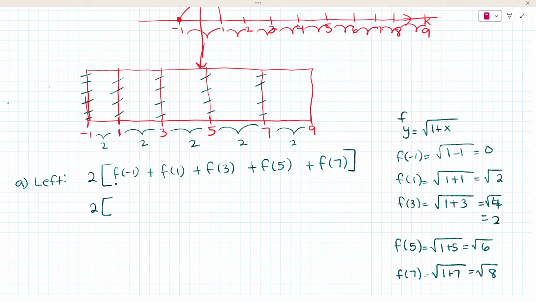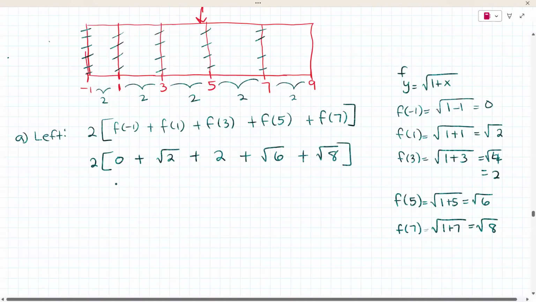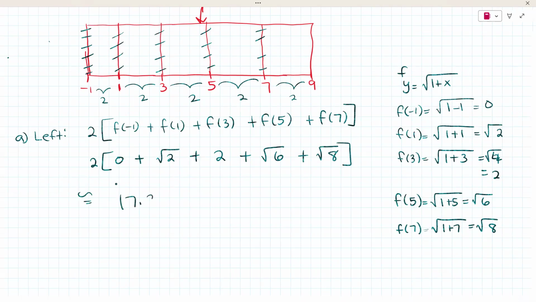So all we have to do is plug in these values. f of -1 is 0, plus f of 1 is radical 2, f of 3 is 2, f of 5 is radical 6, and f of 7 is radical 8. When you put it all together in the calculator, you should get about 17.384. So that was the answer for part A.